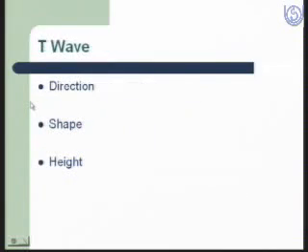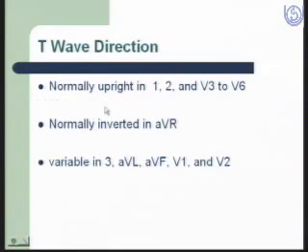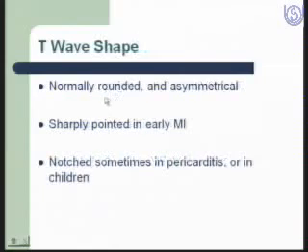Now T wave, we have to see the direction, shape and the height of the T wave. Normally T wave is upright in lead 1, 2 and leads V3 to V6, and normally is inverted in lead AVR. It is variable in lead 3, AVL, AVF, V1 and V2. Normal T wave is rounded and asymmetrical and becomes sharply pointed in hyperacute myocardial infarction, and it is sometimes notched in patients with pericarditis or sometimes normally in children.